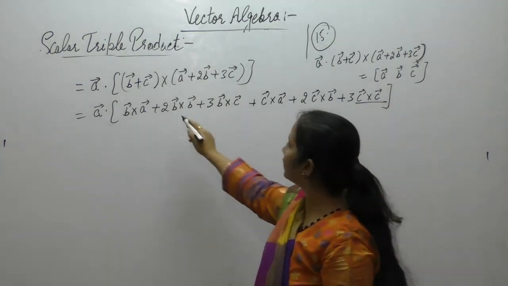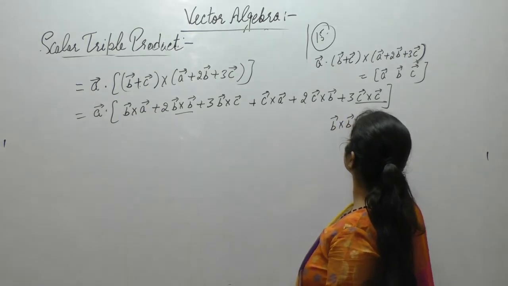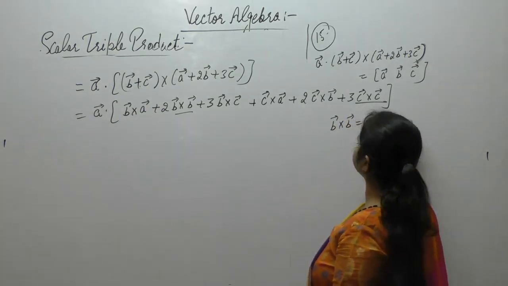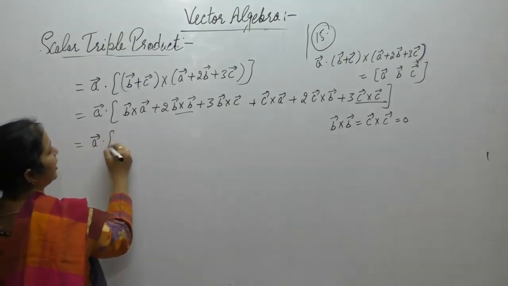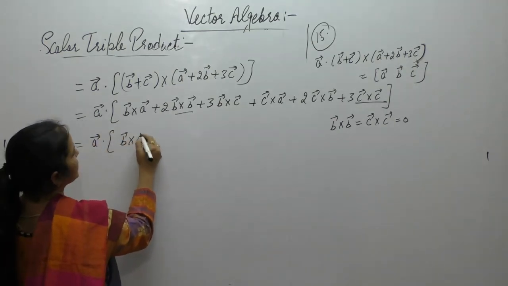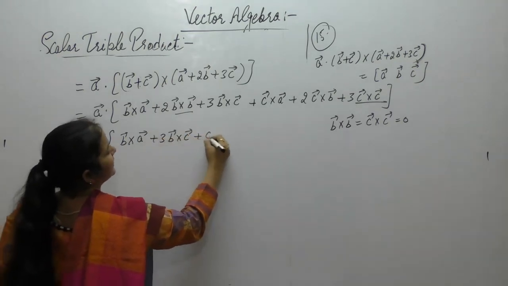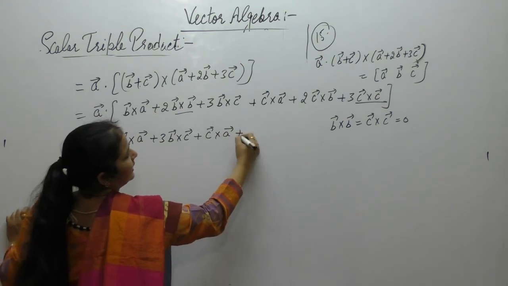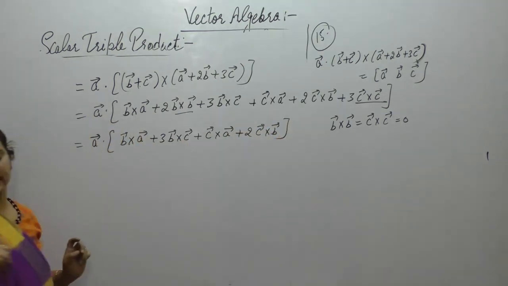Cross product of same terms is 0. B cross B and C cross C is equal to 0. Now A vector dot B cross A plus 3B cross C plus C cross A plus 2C cross B. Is it clear?